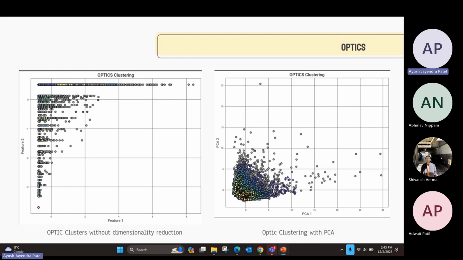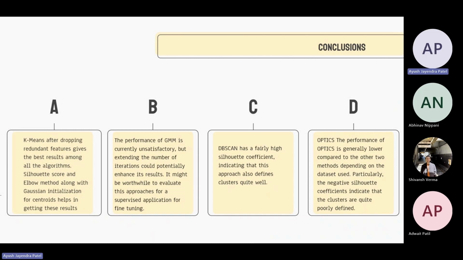And when you perform dimensionality reduction, since our model would perform better and faster in terms of time and space complexity, we can see a much clearer version of the clusters being plotted. Now we come to the conclusion of comparing all the four algorithms, and these are the results we have inferred.